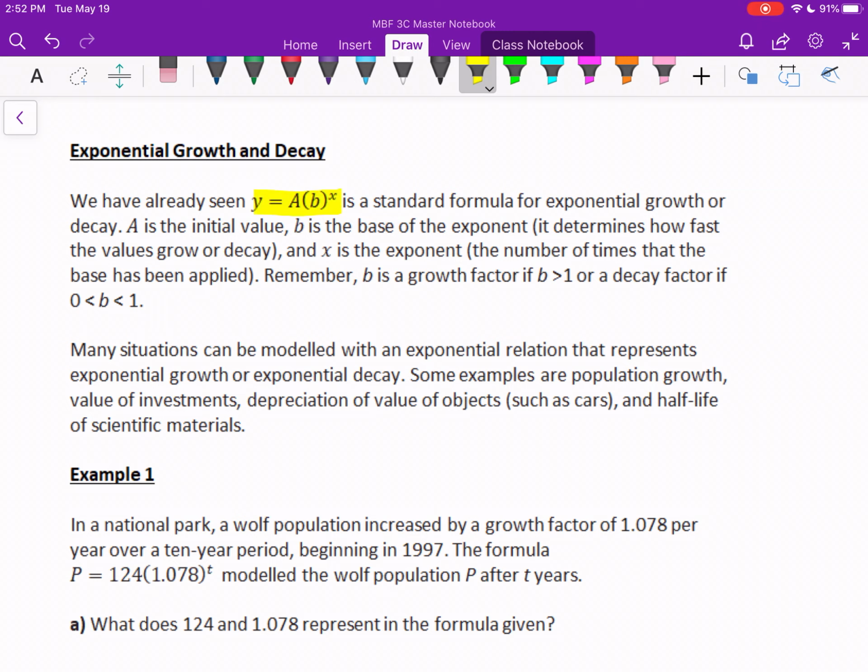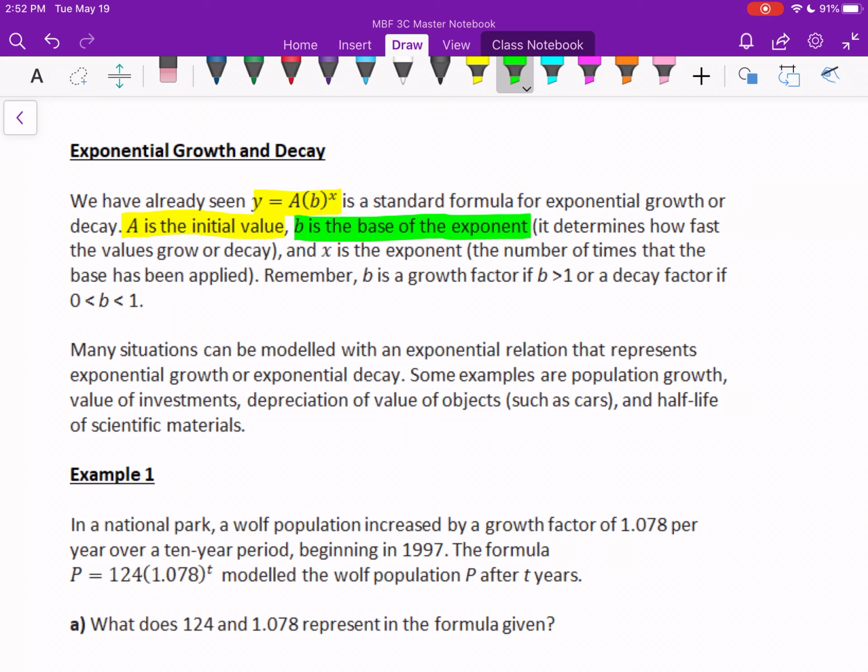y equals a times b to the x. A is the initial value, b is the base, and it determines how fast values grow or decay. X is the exponent, it's the number of times that the base has been applied.